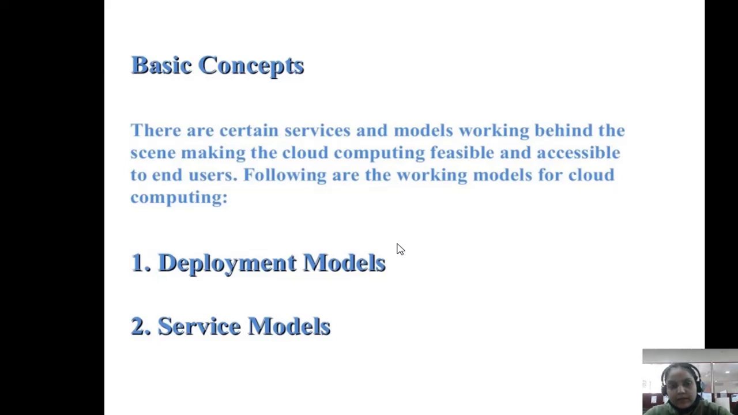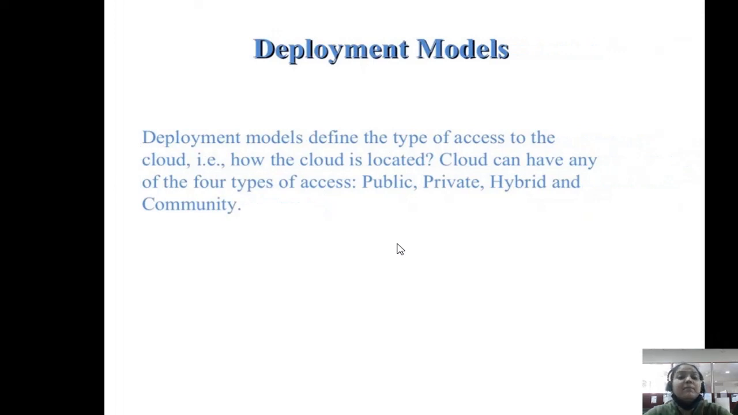Right? Next. What is this deployment model? Deployment model defines the various types of access to the cloud. How can you access the cloud? It has certain things inside it. Along with the access of the cloud, it has another level of things: how the cloud is located, everything. You will be able to understand everything.